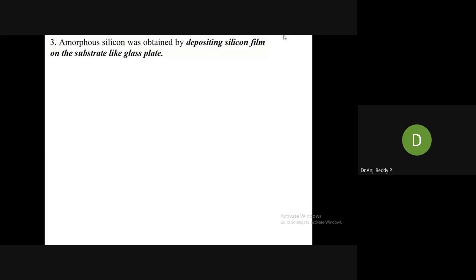In the second process and the third process, in both cases we have to melt the silicon. But in the second process, polycrystalline silicon, we have to cool that liquid silicon slowly. That process we can call solidification. But here, for getting amorphous silicon, we have to cool that liquid silicon rapidly. Then it is deposited as a silicon film on the substrate like a glass plate.